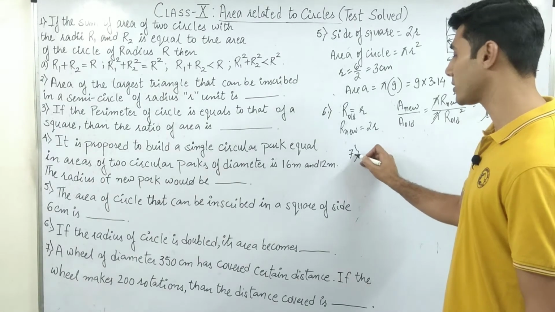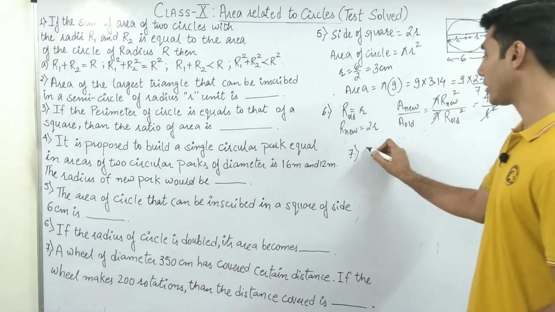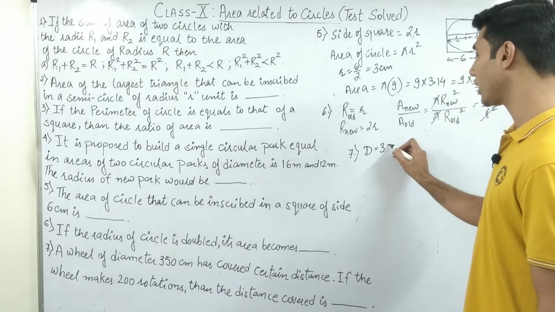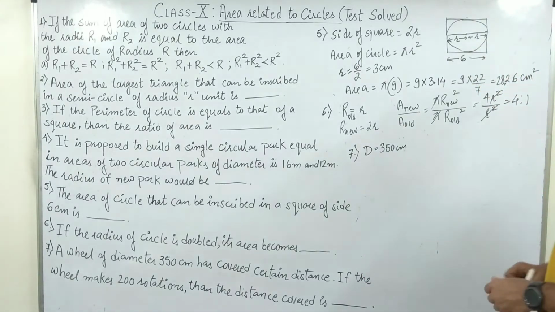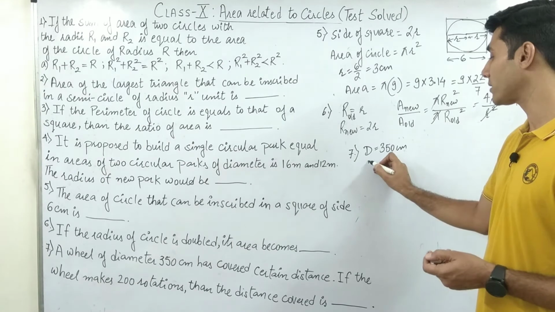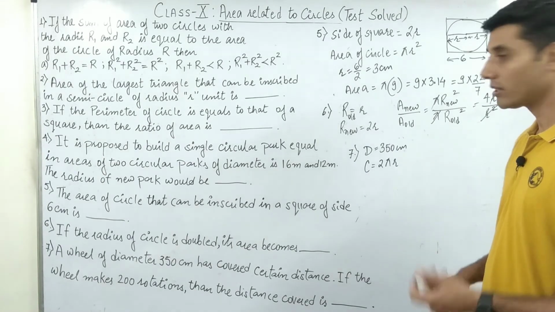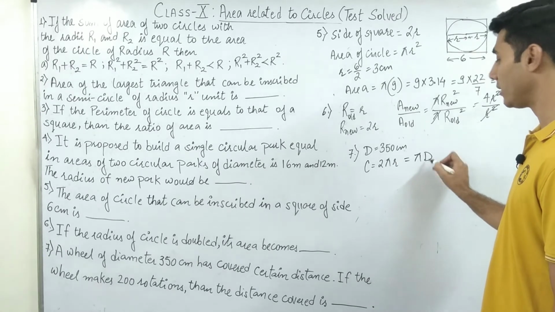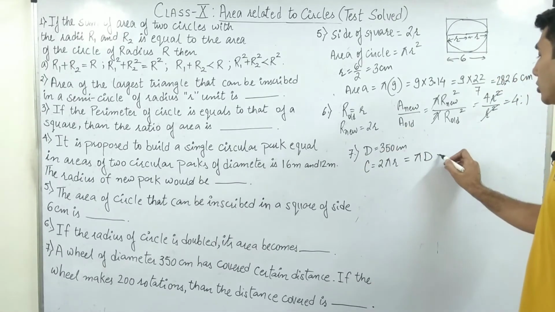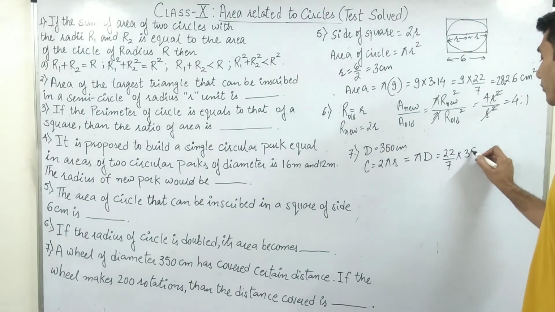Moving on to question number 7. A wheel of diameter 350 centimeter, so diameter is given to you as 350 centimeter, has covered certain distance. जब भी question distance का आता है, that means circumference. So circumference should be equals to 2 pi r, right? और आप 2 into r की जगह पर d भी डाल सकते हो, so it can be pi d. It could be another formula. So pi की जगह पर 22 upon 7 into 350.